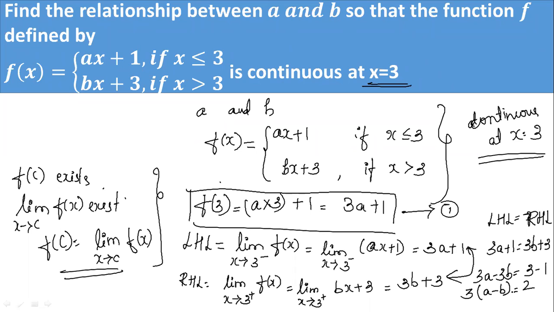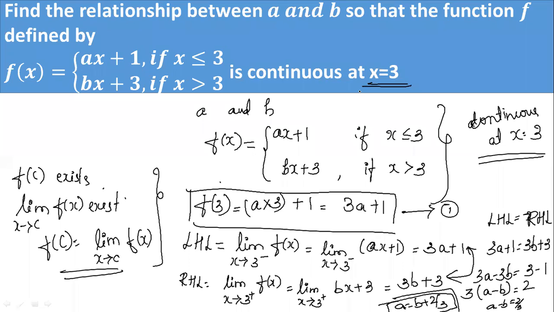So what is the relationship between a and b, students? What is the relationship between a and b? A minus b is equal to 2 by 3. That means what is A? A is equal to B plus 2 by 3. So this is your answer. A is equal to B plus 2 by 3. Hope you have got the answer. Those who are writing, you just take it down. Till then I'll explain it again.